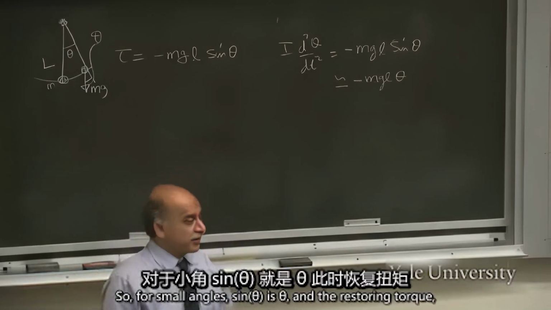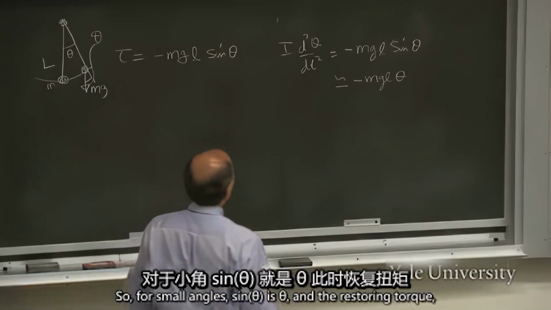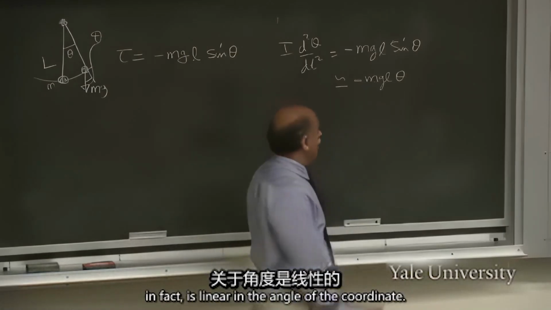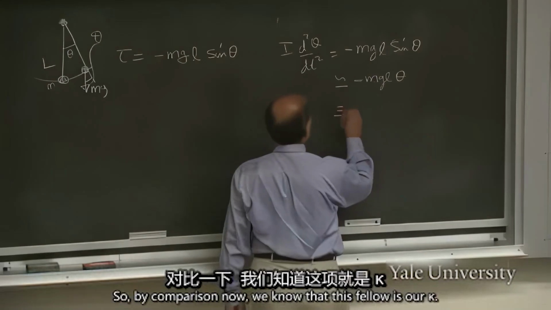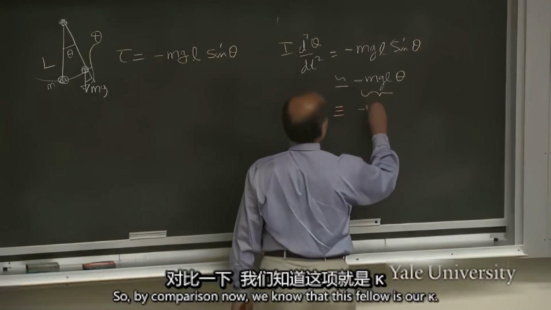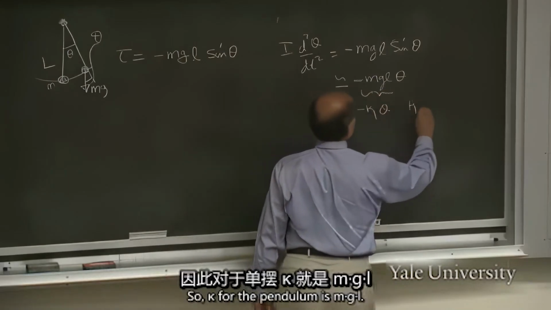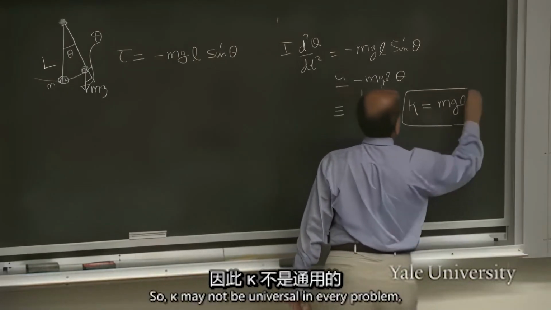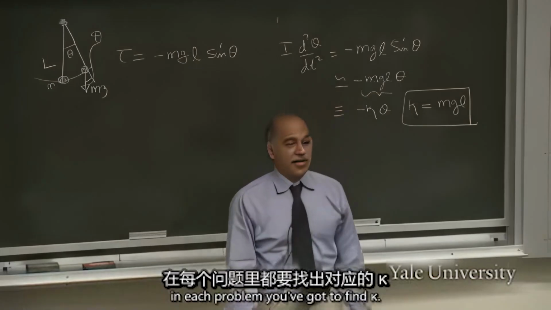So for small angles, sine theta is theta, and the restoring torque, in fact, is linear in the angular coordinate. So by comparison now, we know that this fellow is our kappa. So kappa for the pendulum is mgl. So kappa may not be universal in every problem. In each problem, you got to find kappa.